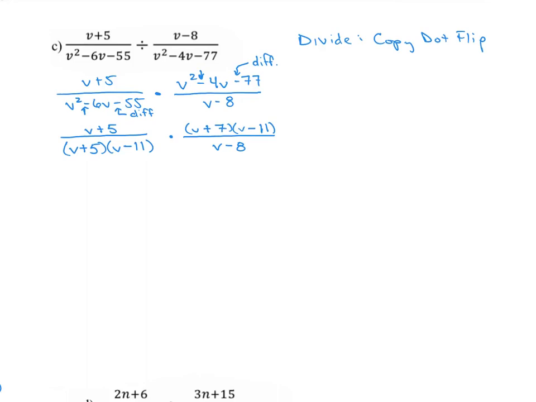Okay, then we go ahead and cancel. What can we cancel? We can cancel the v plus 5s, and we can also cancel v minus 11. So what are we left over with? On top we have v plus 7, and on bottom we have v minus 8. And we're done.